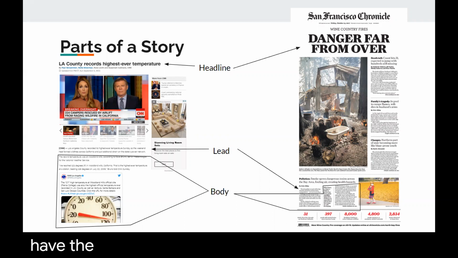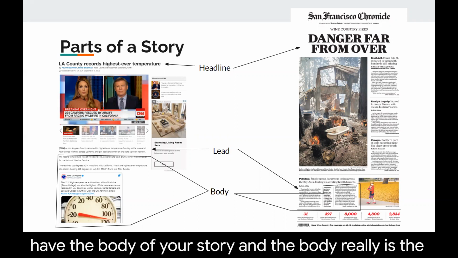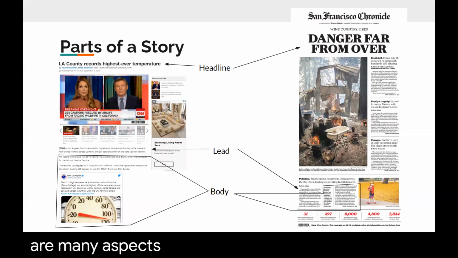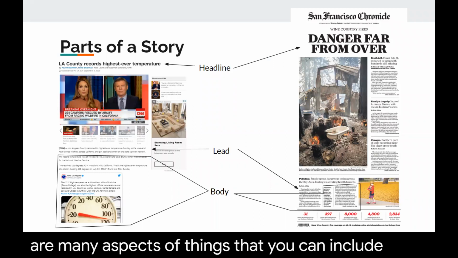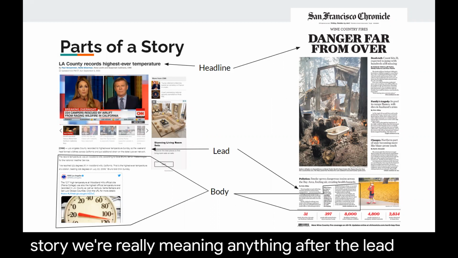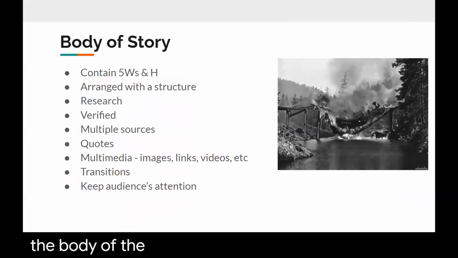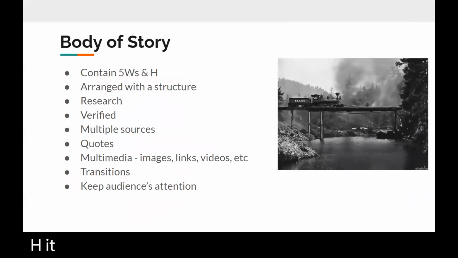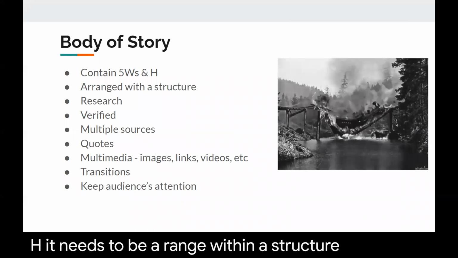And then you have the body of your story, and the body really is the part of the story that comes after the lead. Now, there are many aspects of things that you can include in your body, such as images, quotes, pullouts, things like that. But when we're talking about the body of the story, we're really meaning anything after the lead. So the body of the story should contain 5 W's and an H. It needs to be arranged within a structure as well.